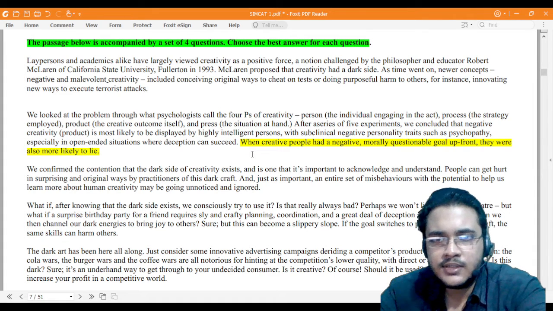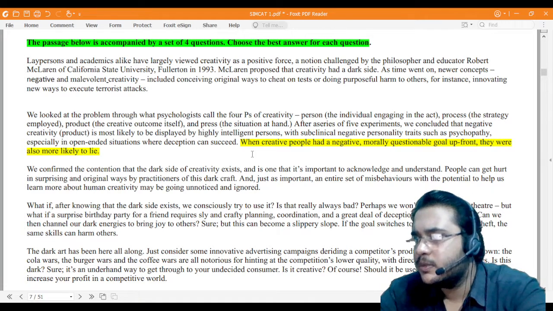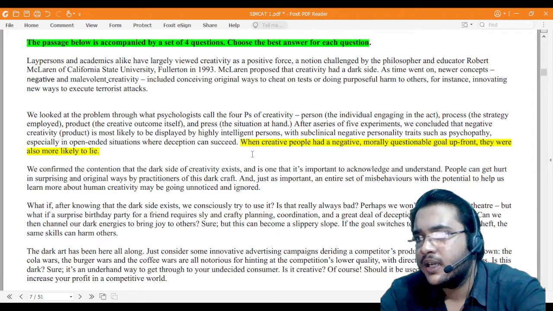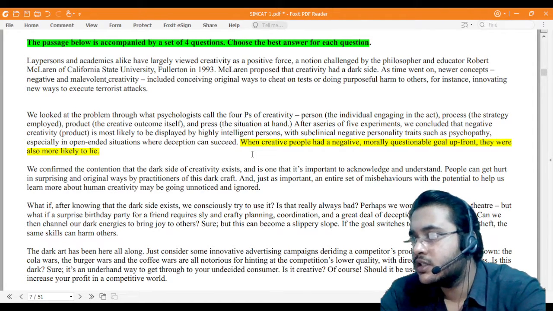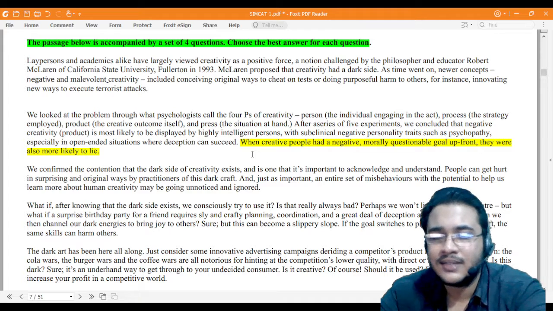I hope you have paused and read. So let me read it out for you now. Laypersons and academics alike have largely viewed creativity as a positive force, unchallenged until philosopher and educator Robert McLaren of California State University, Fullerton in '93. McLaren proposed that creativity has a dark side. As time went on, a newer concept, negative malevolent creativity, including conceiving original ways to cheat on a test or doing purposeful harm to others, for instance, innovating new ways to execute terrorist attacks.